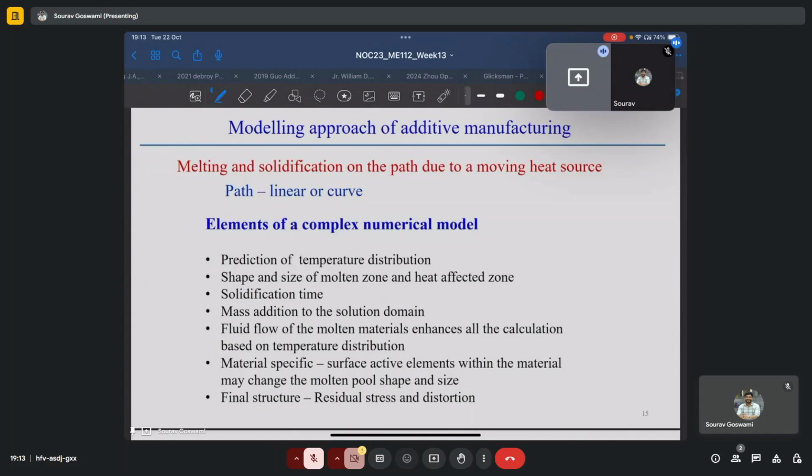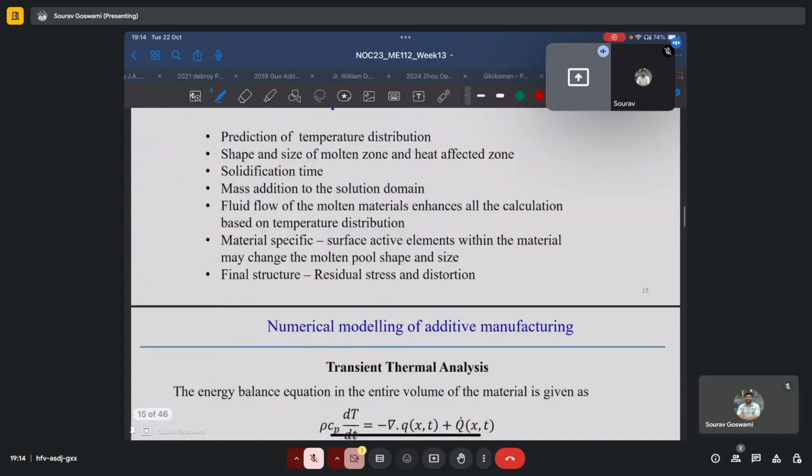Any incorporation of fluid flow of the molten materials will enhance all the calculations based on temperature distribution. Also, there can be certain material specific effects which may need to be taken into account, such as whether the presence of any surface active elements within the material is affecting the shape, size, and morphology of the melt pool. Finally, we may also be interested in predicting the residual stresses and distortion of the finished parts.